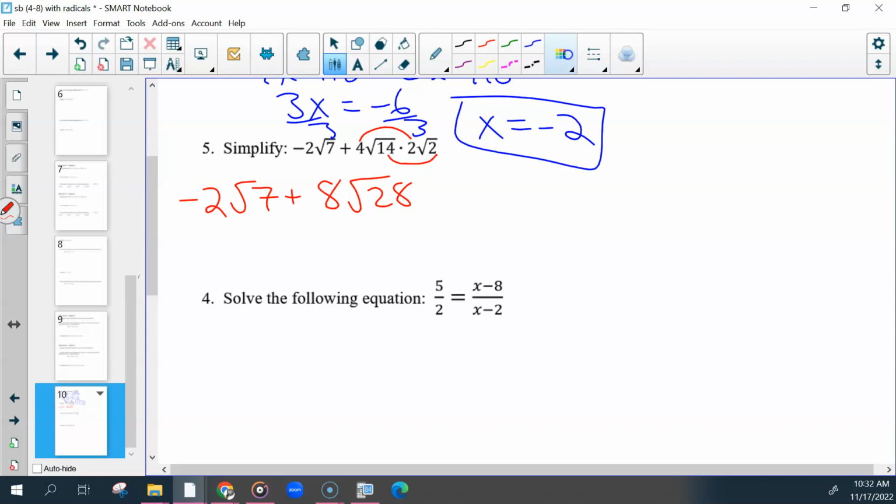Then we could simplify the square root of 28. How you did that does not matter. If you use the square root, the highest perfect square that could go into 28 is 4. And then the square root of 4 is 2. So we would bring everything else down. Multiply the 8 and the 2.